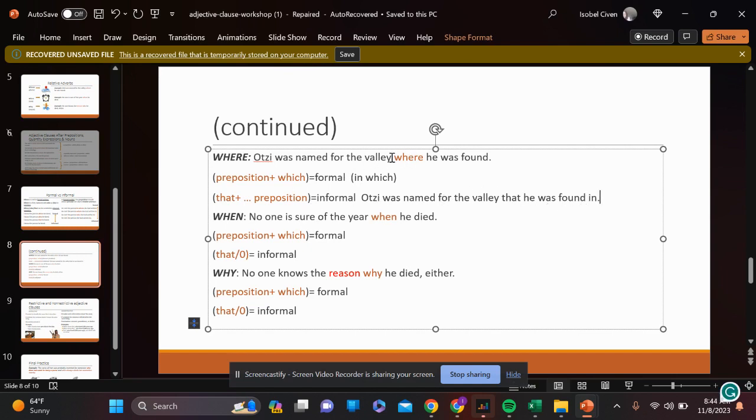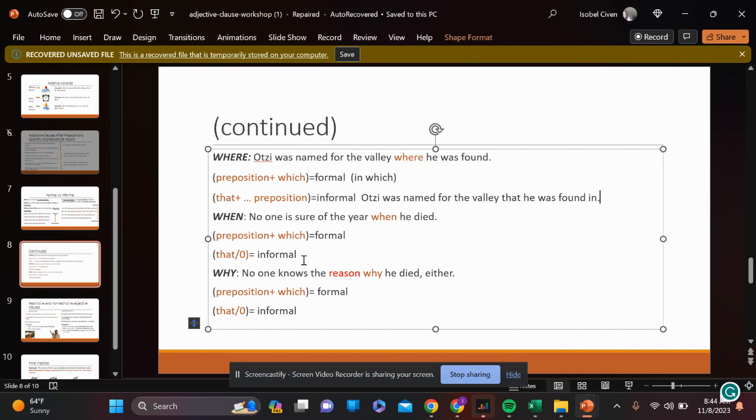I would use where he was found. It's a lot easier to remember. Just one word, and it has the same meaning as in which. It has exactly the same meaning as in which. Also, using when is a good idea too, because it is easy to remember that no one is sure of the year when he died.